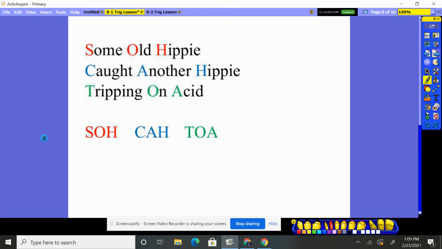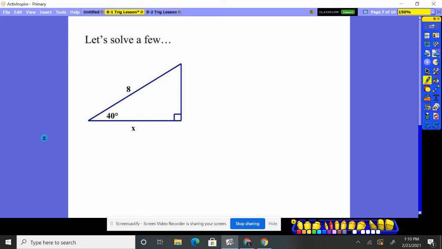Now, again, we do not promote drugs at all, but just a little catchy phrase. Some old hippie caught another hippie tripping on acid. So some old hippie, which is sine being opposite over hypotenuse, called another hippie cosine, which is adjacent over hypotenuse, tripping on acid, which is tangent, opposite over the adjacent. It's just a little mnemonic device to help you remember it. You should have seen that before. It's nothing new.